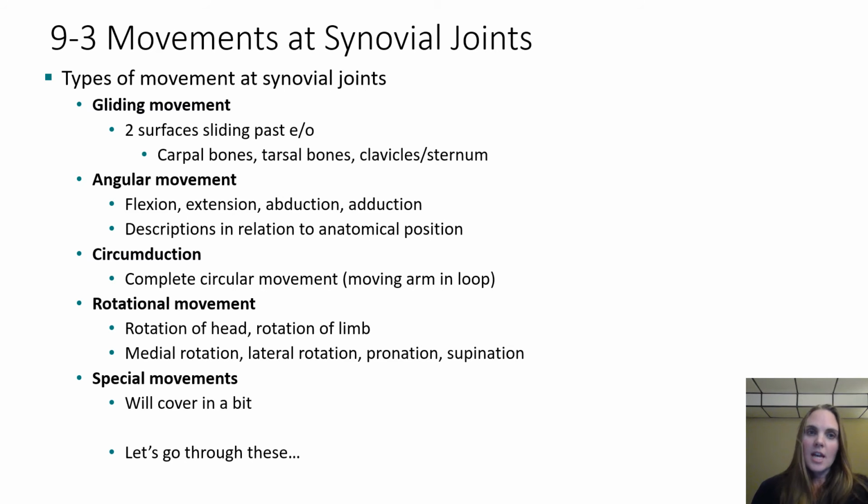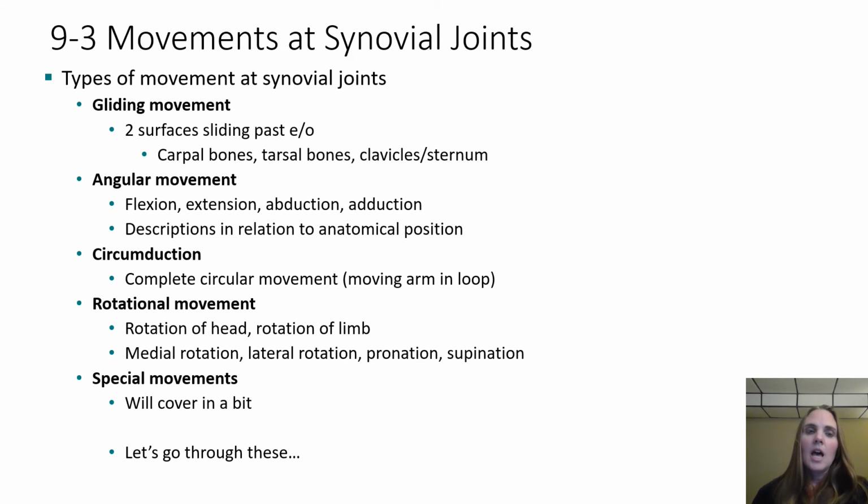So we have different types of movement at the synovial joints, and we're going to go through each of them. We have gliding movement, and that happens when 2 articular surfaces are sliding past each other. It's a small amount of movement in a gliding motion. We see this in the carpal or wrist bones, the tarsal or ankle bones, and the clavicles and sternum. So clavicles are a collarbone.